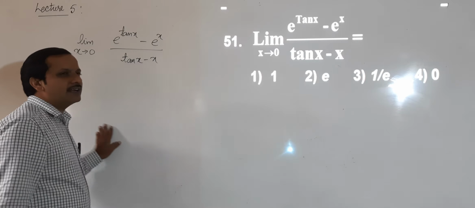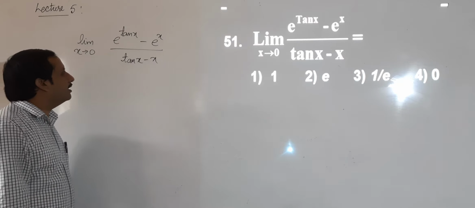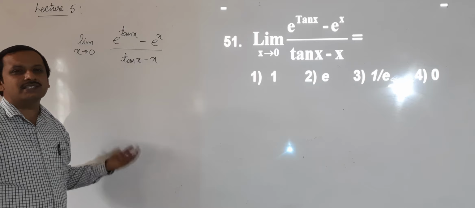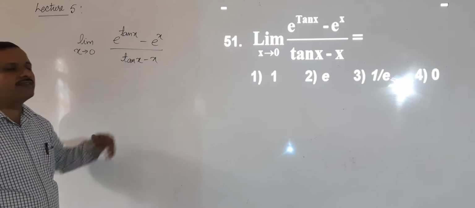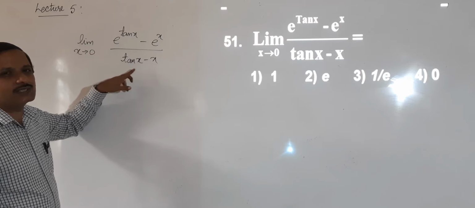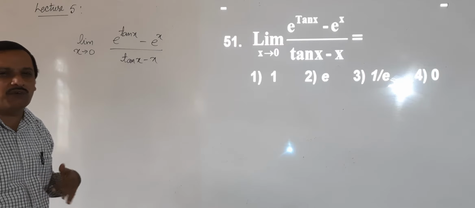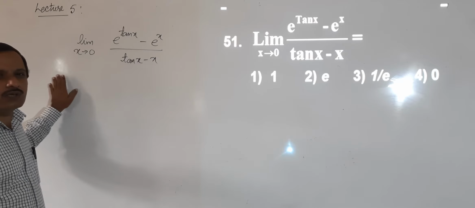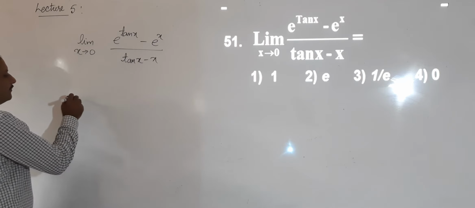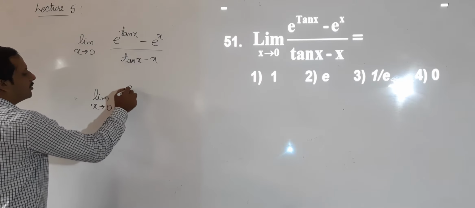Whenever we come across 0 by 0, I know we are very eager to use L'Hospital's rule, but now it will be somewhat tedious. The derivative of e power tan x is e power tan x into secant square x, minus the derivative of e power x, which is e power x itself, and the denominator after differentiating gives secant square x minus 1. If I put x as 0, even then we will get the 0 by 0 form. So you will have to use L'Hospital's rule twice, and differentiating will take more time. So instead of that, I will go by another method. I will take e power x as common from these two.